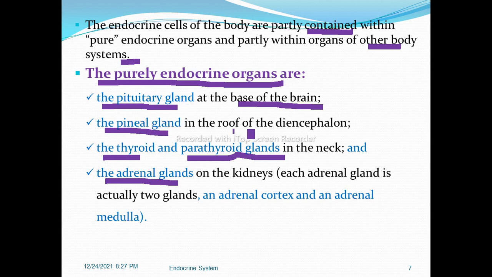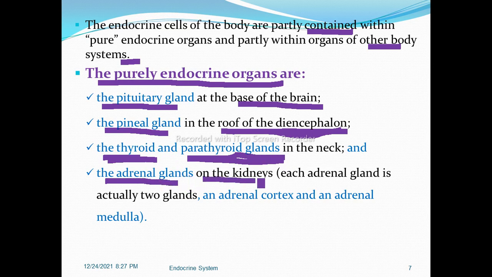The pineal gland is on the roof of the diencephalon. The diencephalon has three parts: hypothalamus, thalamus, and epithalamus. On the posterior, supra-posterior part of the epithalamus, there is the pineal gland. So the epithalamus is the part of the diencephalon found on the roof. The pineal gland is also found in the brain. The other glands are the thyroid gland and parathyroid gland. The thyroid gland is found in the anterior neck, and posterior to the thyroid gland there are also parathyroid glands. Okay. The other is the adrenal glands.